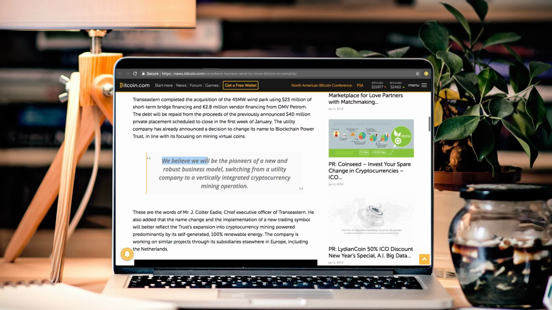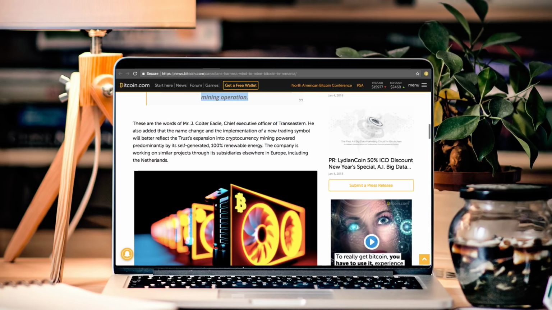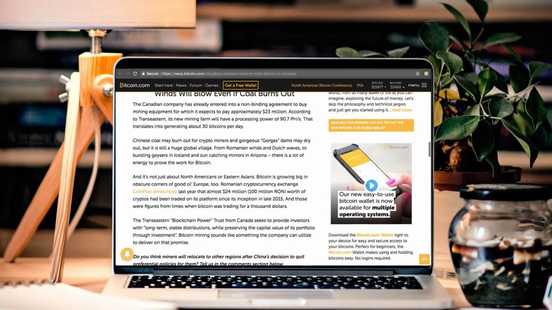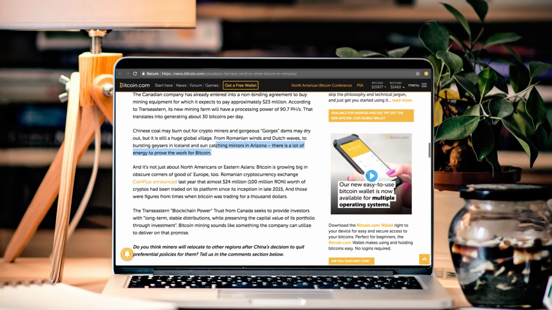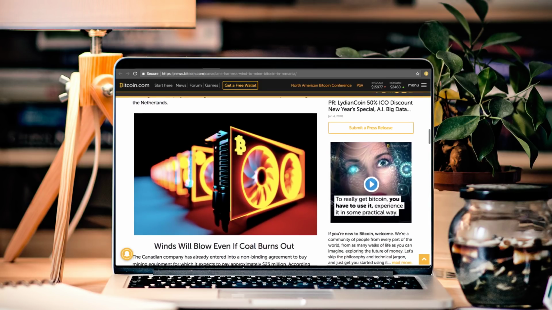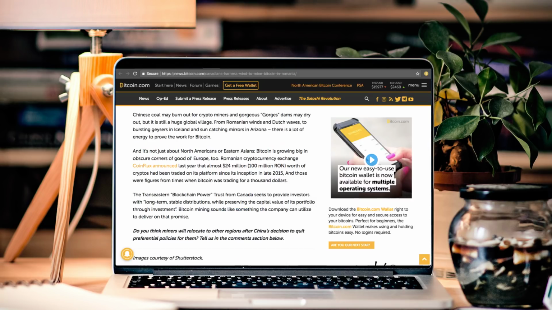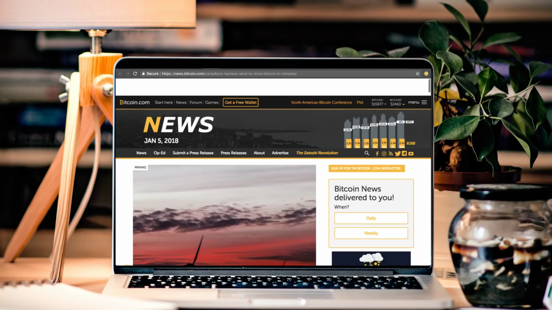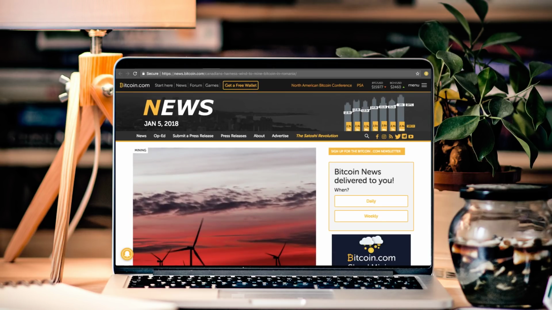"So we believe we will be the pioneers of a new and robust business model, switching from a utility company to a vertically integrated cryptocurrency mining operation." So this is pretty exciting. And again, the article talks about all the opportunities that this brings. We're talking about the winds in Romania, Dutch waves, turbine technology, but not only that, geysers and solar technology. There's a lot of opportunity here all around the world, especially in areas like the Netherlands, which they mention as well. In my opinion, I'd love to see more of this green friendly mining. And it's really cool to see this article coming out of Bitcoin.com. I'll leave a link if you want to further investigate that.